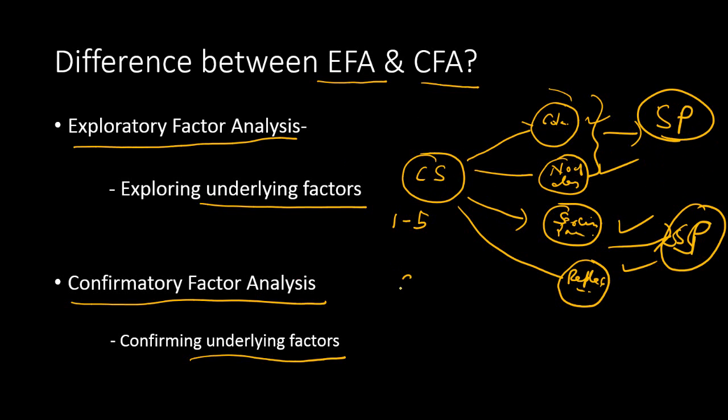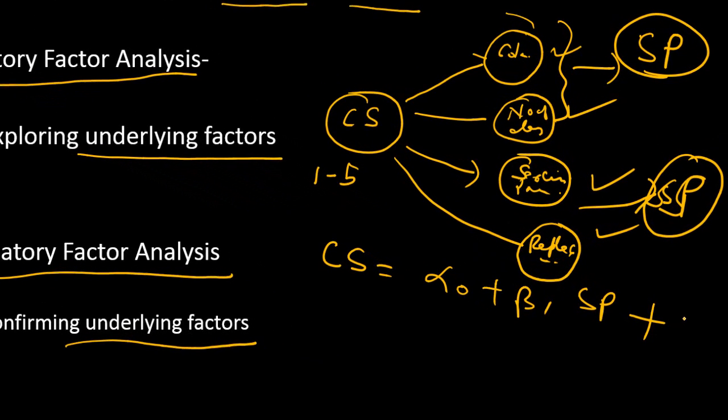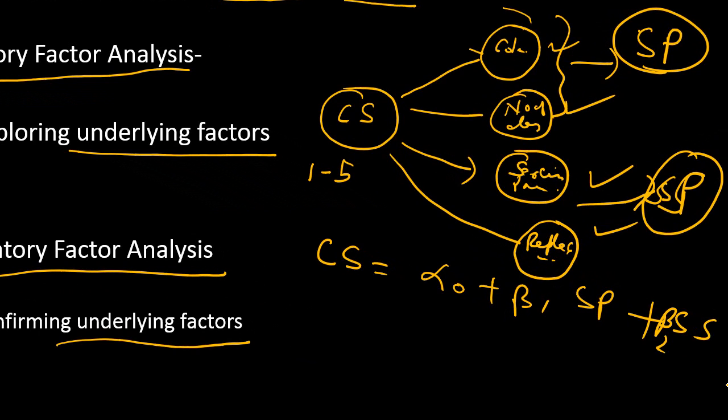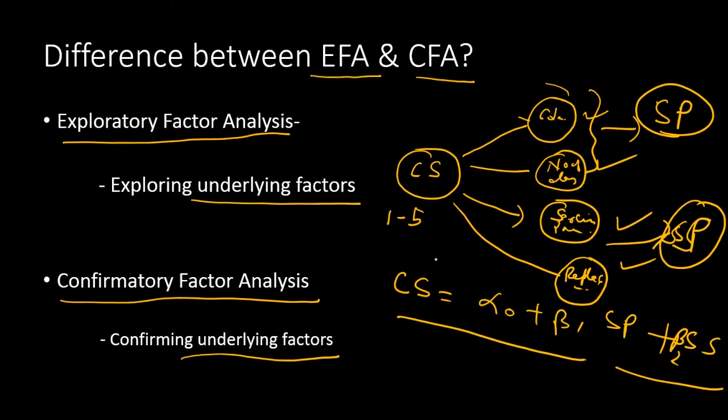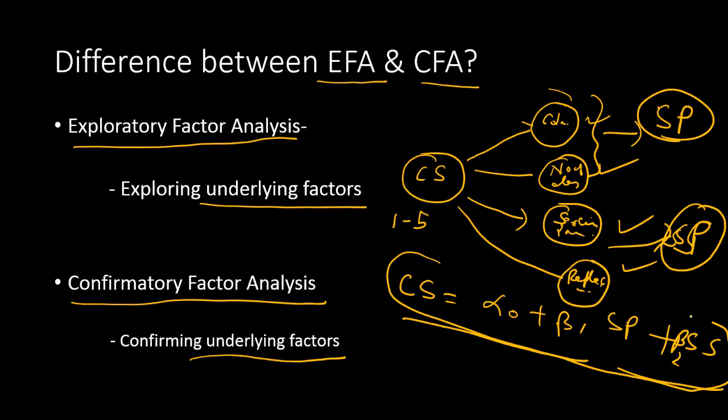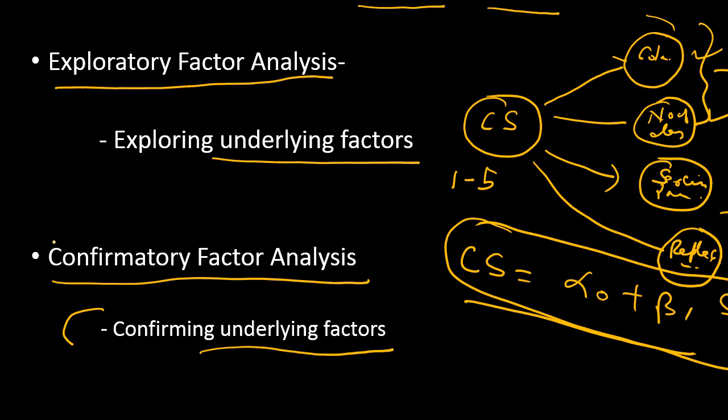So mathematically we can represent that customer satisfaction is equal to some form of satisfaction with product plus satisfaction with service. So that's the equation. Now whether this equation is correct, this is just a hypothesis. To confirm this hypothesis, to confirm that this representation is correct, you need to do the confirmatory factor analysis.